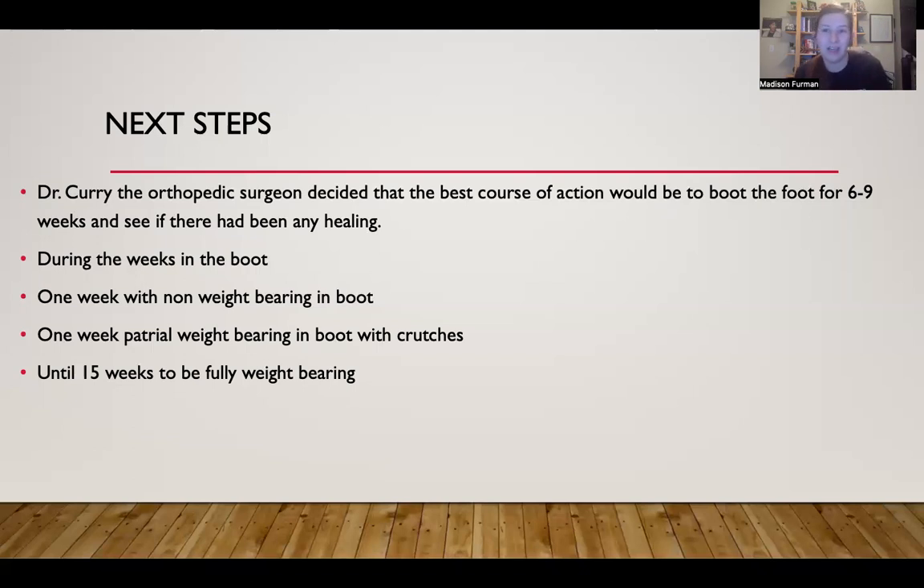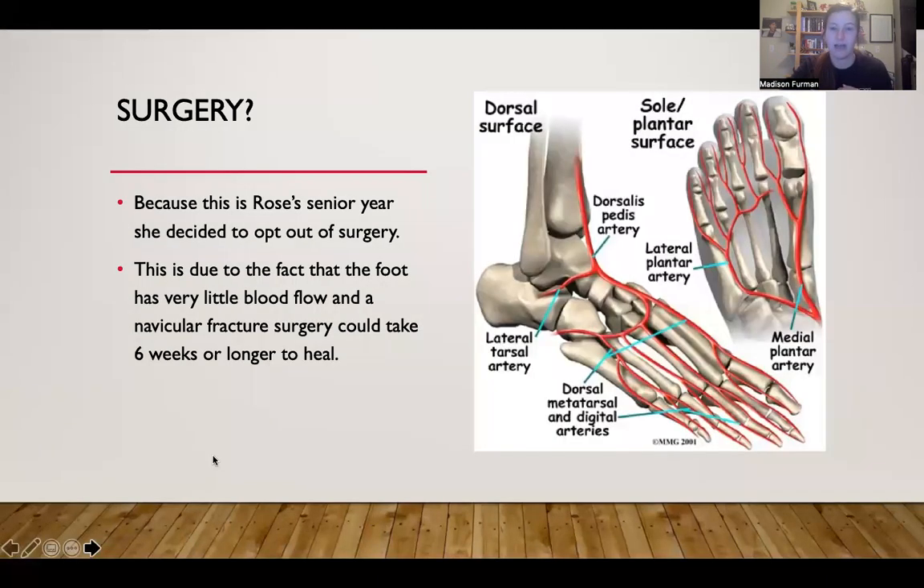We're, I want to say, probably in about September, if not mid-September. We go in to see Dr. Curry again, see if we had any healing. Unfortunately, the injury is not healing. With a navicular fracture, this is very common just because there's very little blood flow to that area.